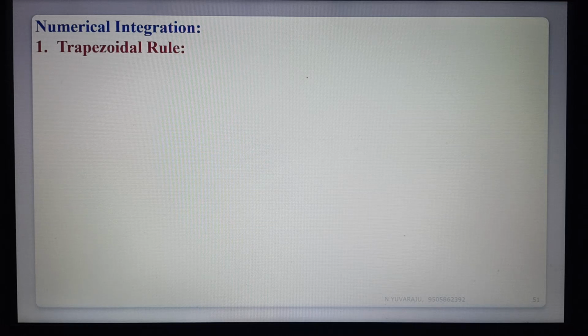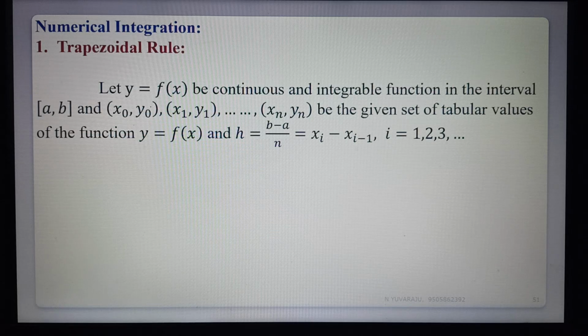So the first one is the trapezoidal rule. What is the formula for finding the numerical integration in the trapezoidal rule? See here. Let the given function y is equal to f of x be a continuous and integrable function in the given closed interval a comma b.